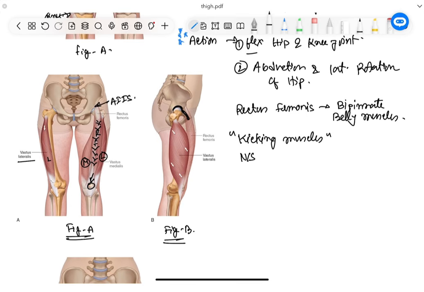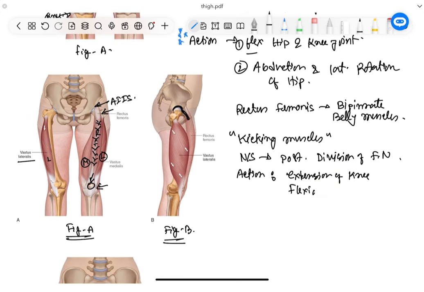Now, what is its nerve supply? Its nerve supply is the posterior division of the femoral nerve. Next, what is its action? The action explains the kicking muscle. It does extension of the knee and flexion of the hip, as it crosses two joints, the hip joint as well as the knee joint. A very specific feature is that it is responsible for kicking by a football player. That is why we say it is the kicking muscle.